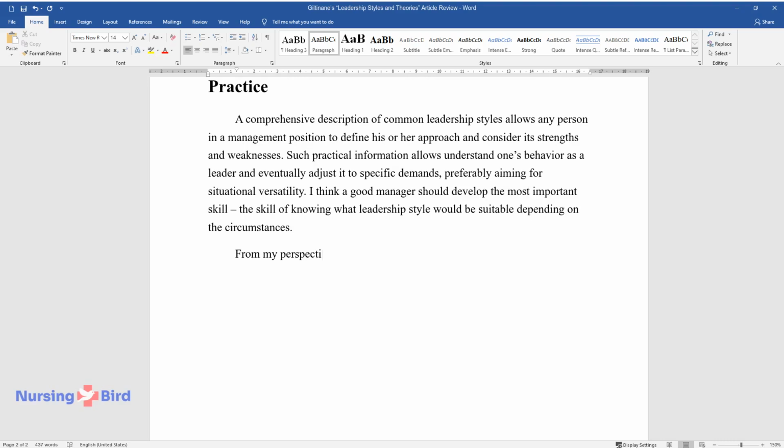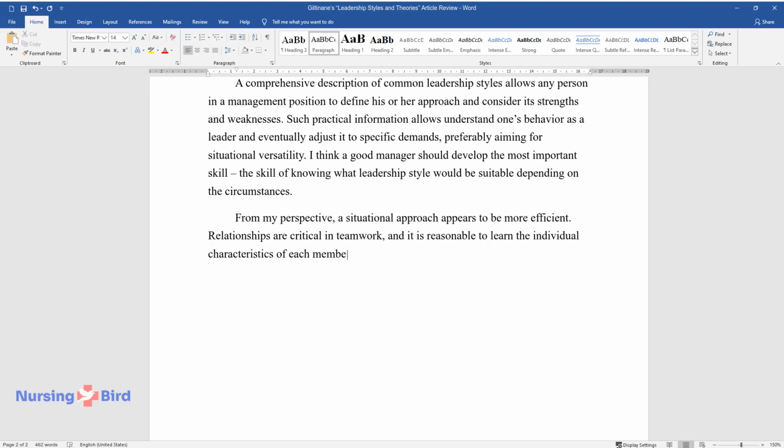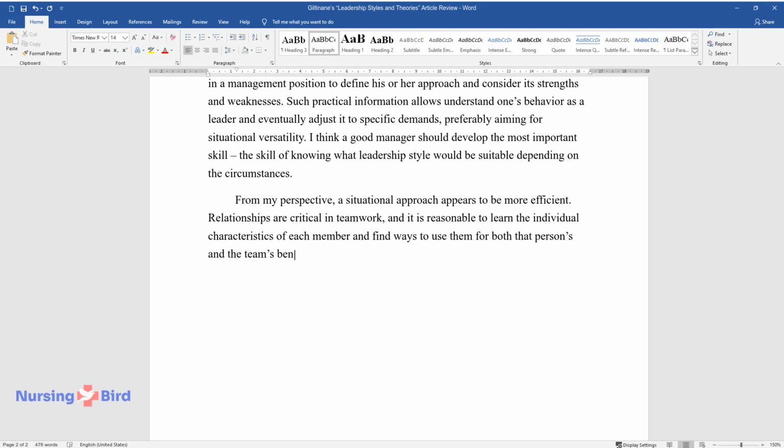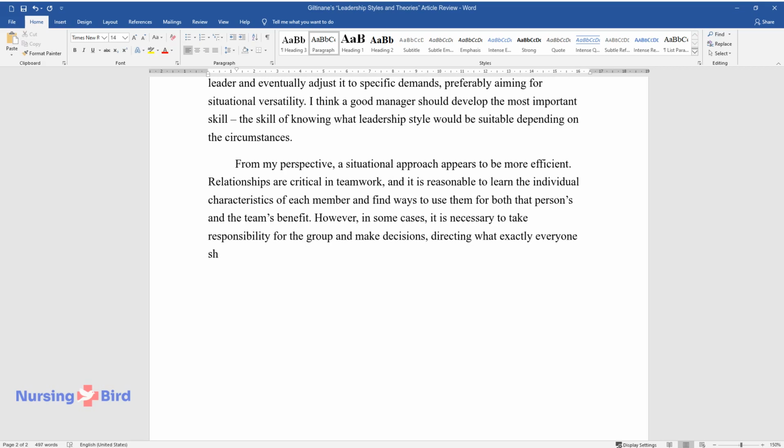From my perspective, a situational approach appears to be more efficient. Relationships are critical in teamwork, and it is reasonable to learn the individual characteristics of each member and find ways to use them for both that person's and the team's benefit. However, in some cases, it is necessary to take responsibility for the group and make decisions, directing what exactly everyone should do and how. To succeed, a leader needs to learn how to be different.